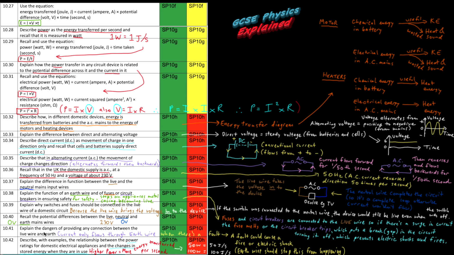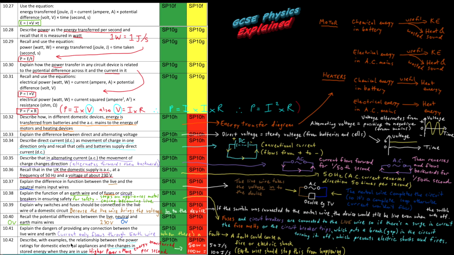10.41. Explain the dangers of providing any connection between the live wire and earth. Well, current only flows through the earth wire when there's a fault. A fault could cause a fire or electric shock. So the earth wire should stop this from happening. So that's the dangers.